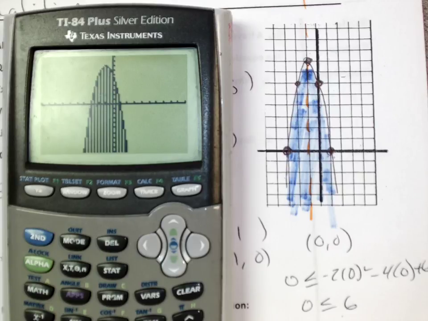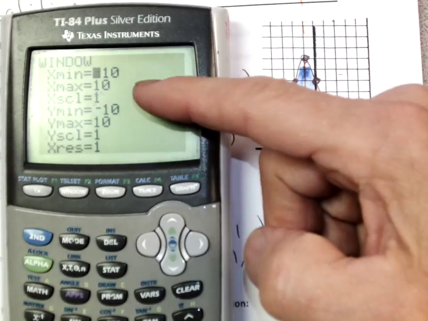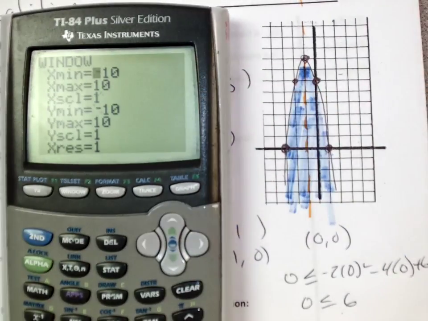Okay, real quick, you guys. Some of you guys got to go back real quick to your window. Let's go back to my window. So my window is negative 10 to 10, because I'm just doing a normal graph, right? So negative 10 on my x to 10 scales by 1, and then negative 10 to 10 on the y's, and scales by 1. So when you do that, you should get closer.